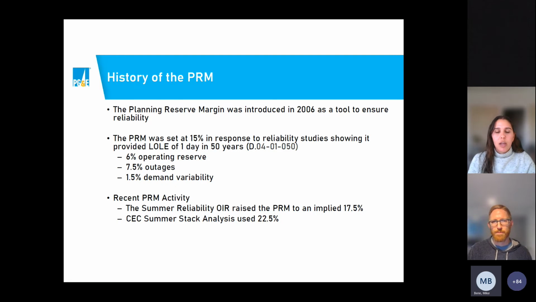So what are the components of the PRM? So this original 15% had a 6% operating reserve. This is required by NERC, a 7.5% outage rate, and then 1.5% demand variability. So recent changes to the PRM, summer reliability OIR raised the implied PRM to 17.5%, and then recently in the CEC summer stack analysis, they used a 22.5% PRM there. We can go to the next slide.